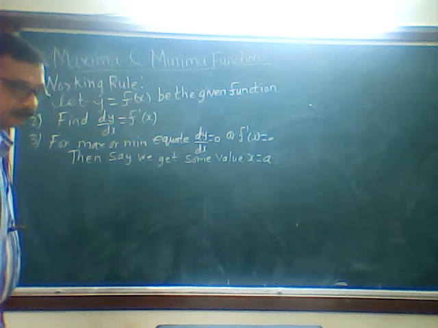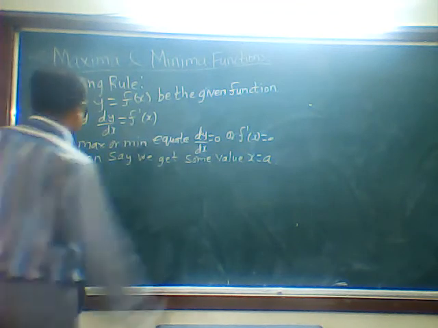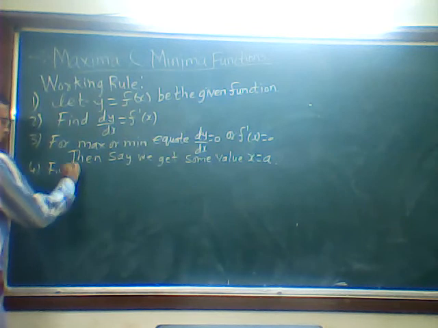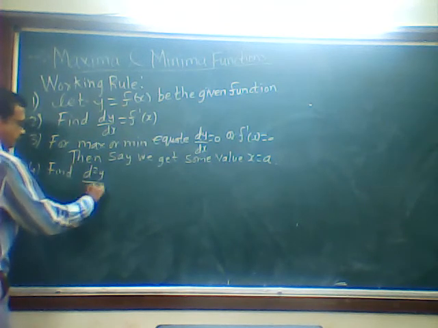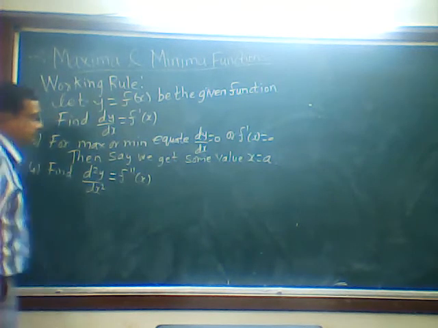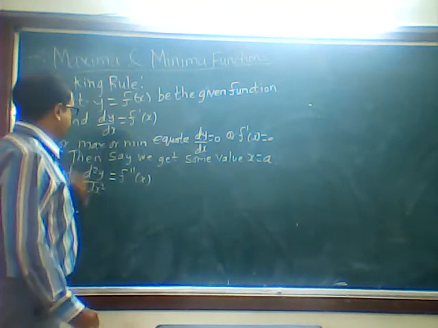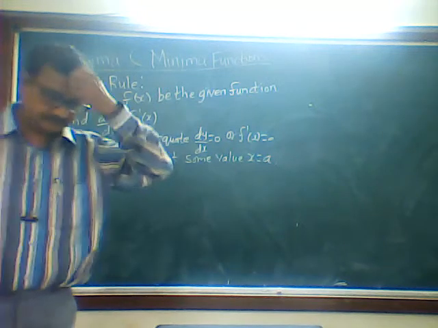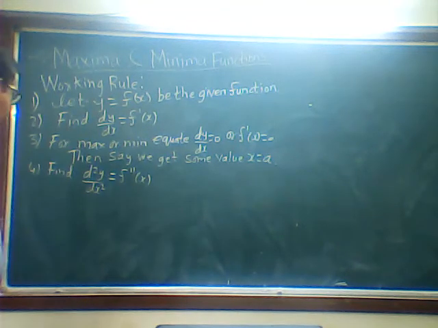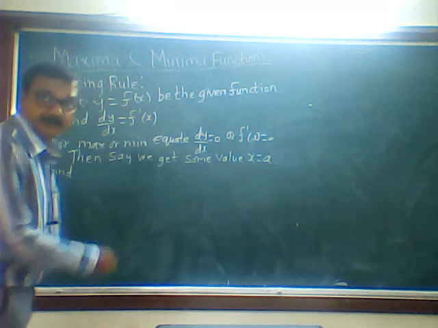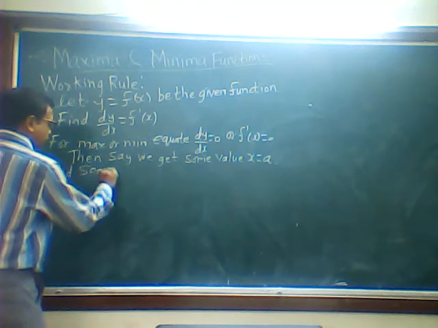Now fourth point is what, we find out the second derivative. Find d square y by dx square, which becomes f double dash of x. If you differentiate this, single dash will become double dash, f double dash of x. Okay, find the second derivative.